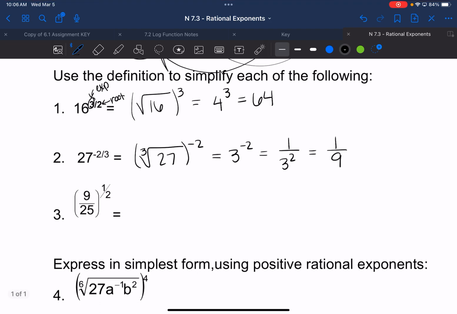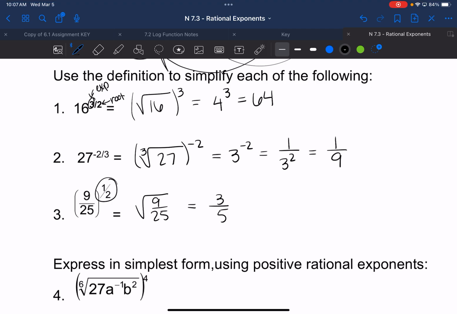Okay? All right, on number 3, how am I going to rewrite number 3? What does this exponent mean? Okay. So just a normal root of 9 over 25. Okay, so I'm taking the square root of everything underneath there, right? Top and bottom. So what's the square root of 9 on the top? And the square root of 25 on the bottom? Nice. Okay. So now we can see why it would be helpful to take it from here back to here, right?